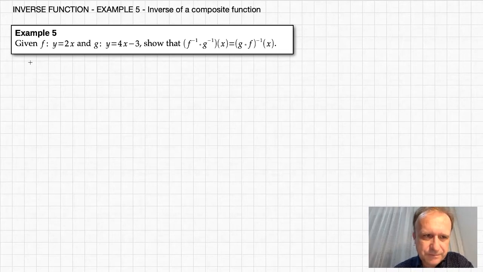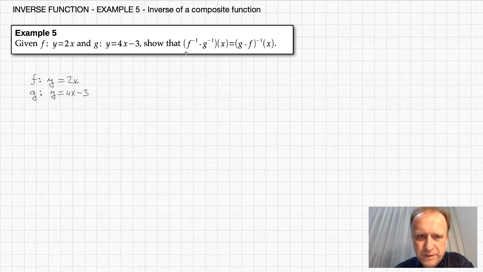Example 5. Given function f, y equals 2x, and function g, y equals 4x minus 3, show that this is true. Okay, so it's very easy to do. Let us first start with writing down the functions. So y equals 2x is the function f, and the function g is y equals 4x minus 3.